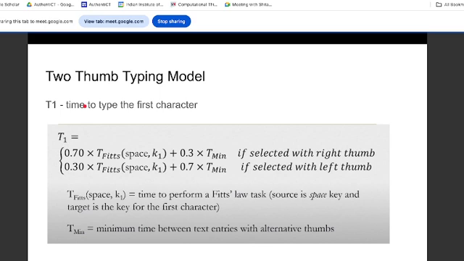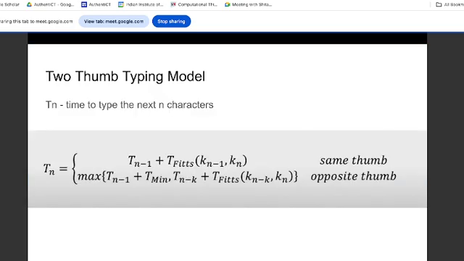Initially we have done this T1. T1 was for typing the first character. So this T1 gets importance because for the first character we begin from the space bar. And now we talk about this Tn, so the nth character. I will first talk about the same thumb case.